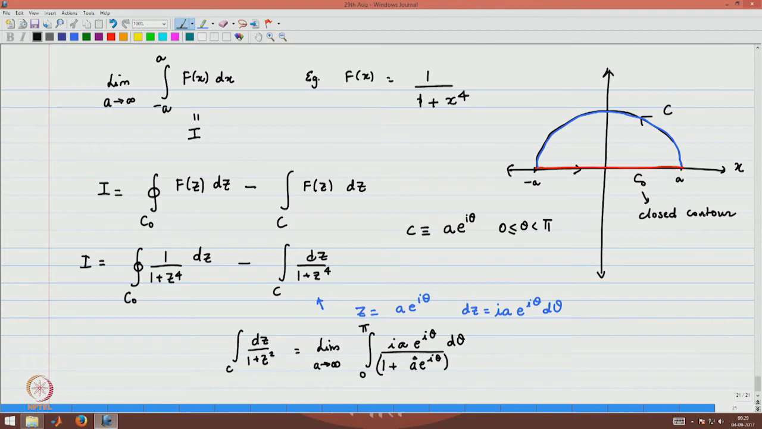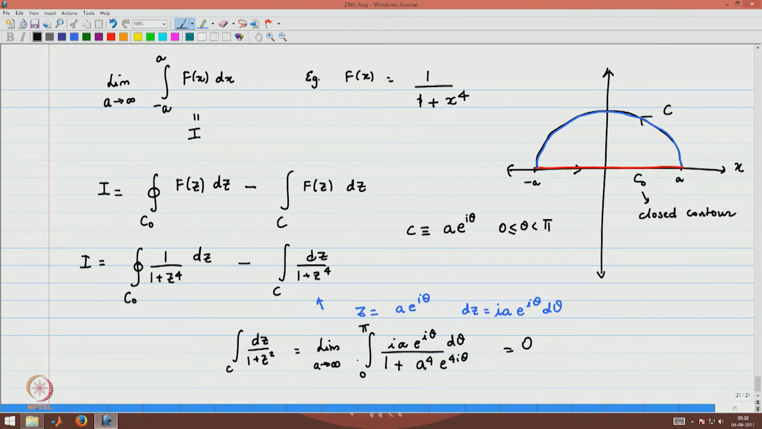So, a raised to 4, I can just write this as 1 plus a power 4 e raised to 4 i theta. In this case you can easily see that when a goes to infinity, the denominator will become very large because it has an a power 4 here. So the denominator will actually go to infinity, but the numerator has only a. So the numerator will go to infinity much slower than the denominator. So actually this integral is equal to 0.